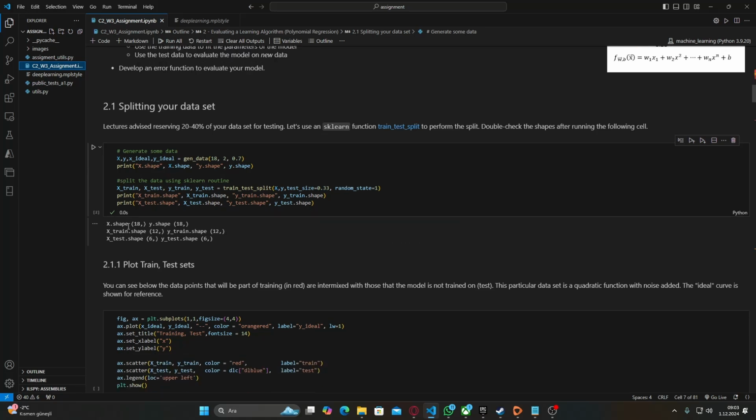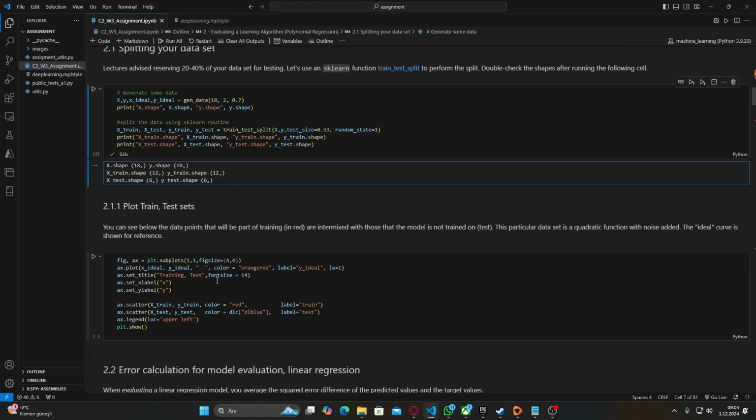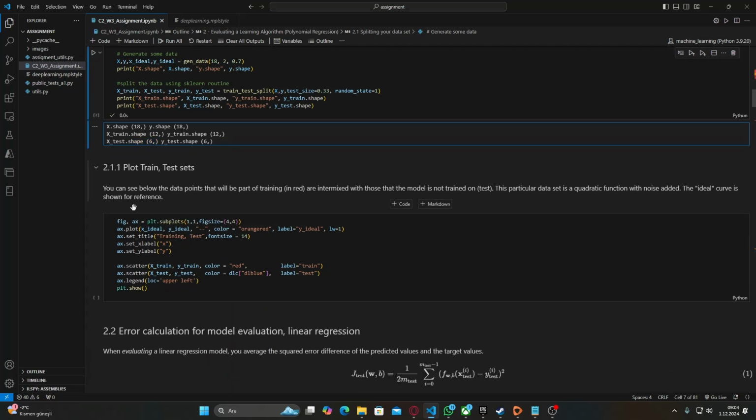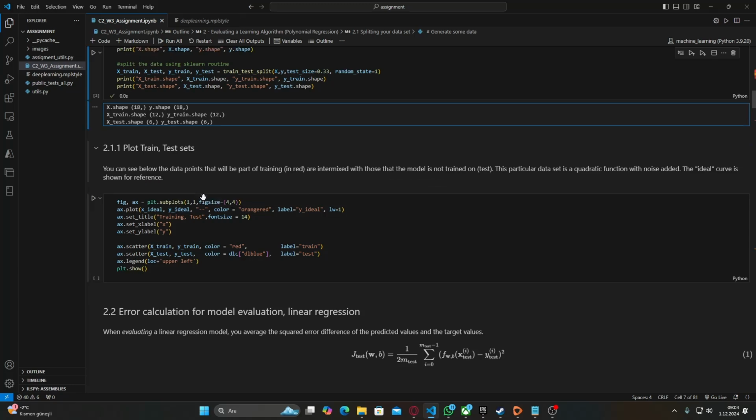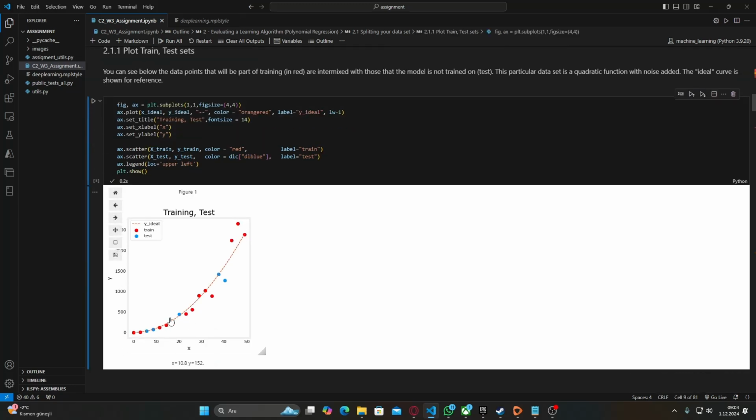We have 18 data points, and 12 of them are training, and 6 of them are test. And plot train test sets. You can see below the data points that will be part of training in red intermixed with those that the model is not trained on, the test. And this particular data set is a quadratic function with no noise. The ideal curve is shown for reference. Okay, I'm just running here the ideal for this one, and this is our test values, and this is our training. Actually, I guess it's good.